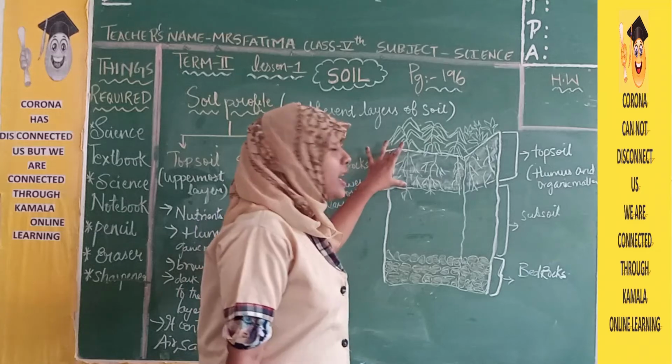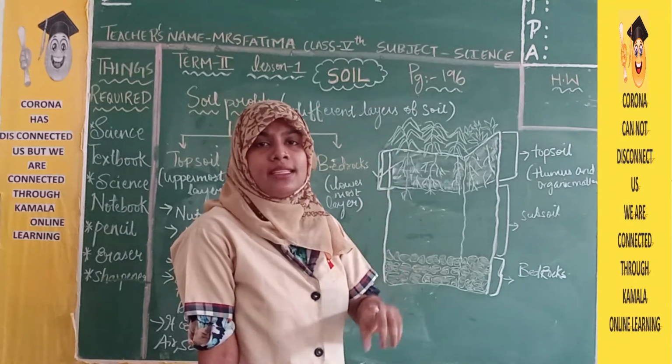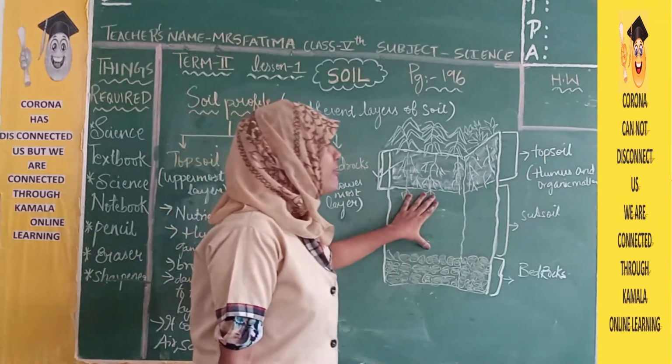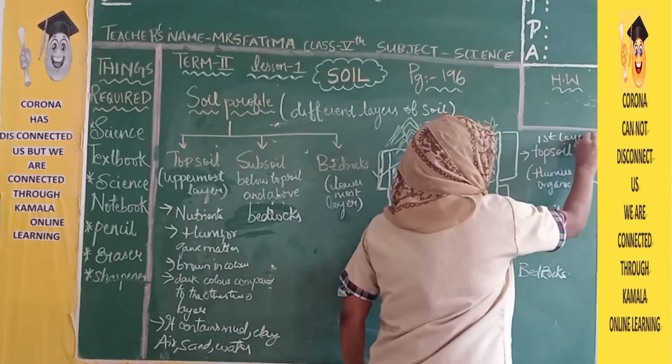So topsoil, that is the first layer, is very important for the growth of plants and for the survival of plants. Did you get about the topsoil? Shall we move to the next layer? This is the first layer, children. We have learned about the first layer.